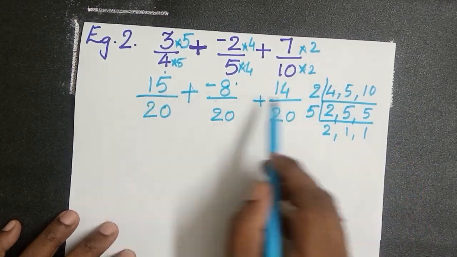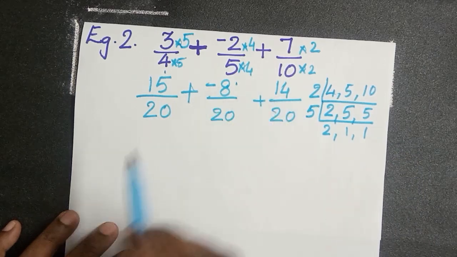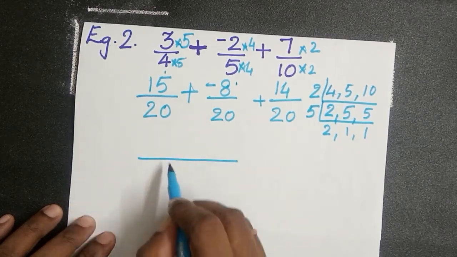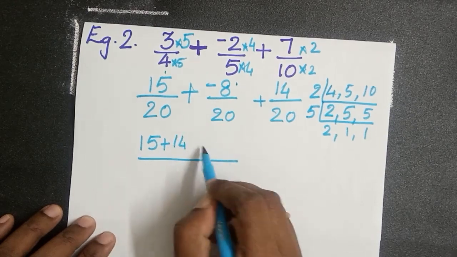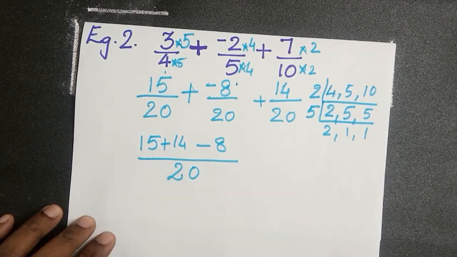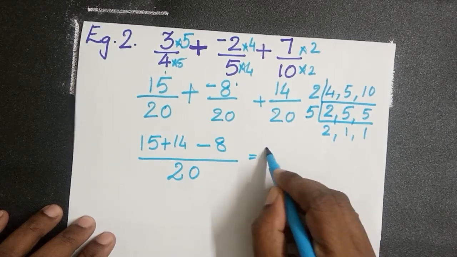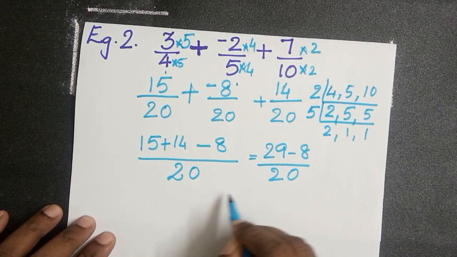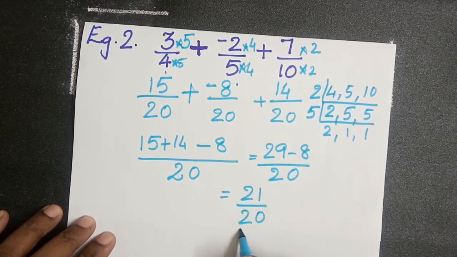So you got here two positive numerators and one negative numerator. So what we do is take the positive numbers together. 15 plus 14 minus 8, whole upon 20. What is 15 plus 14? 29. 29 minus 8 upon 20, which is equal to 21 upon 20.